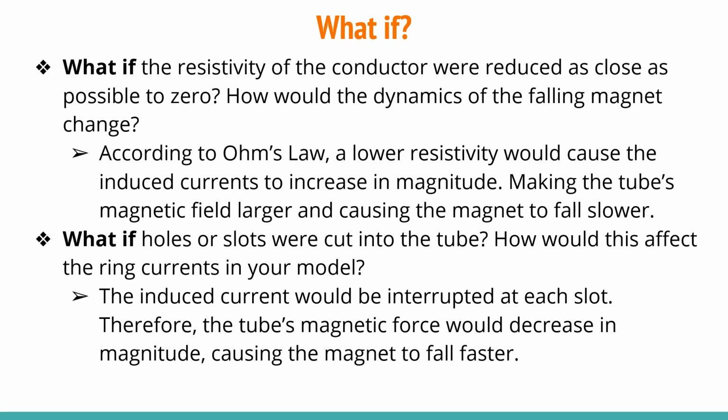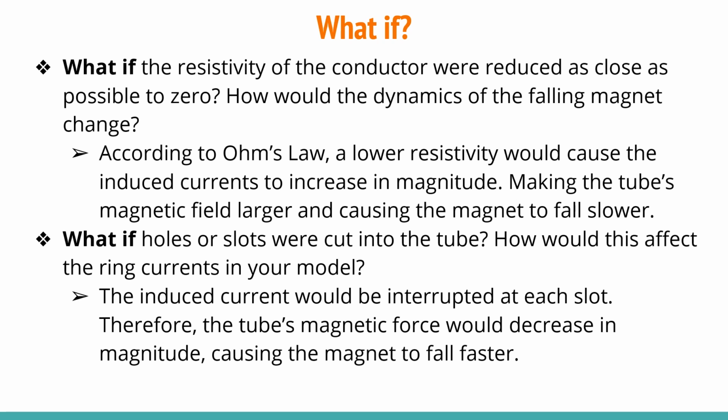We're asked, what if the resistivity of the conductor were reduced as close as possible to zero? How would the dynamics of the falling magnet change? According to Ohm's law, a lower resistivity would cause the induced current to increase in magnitude, making the tube's magnetic field larger and causing the magnet to fall slower.